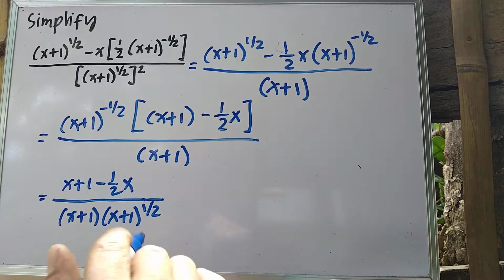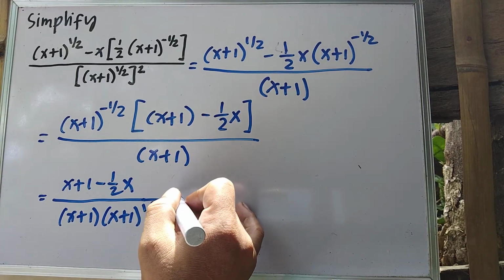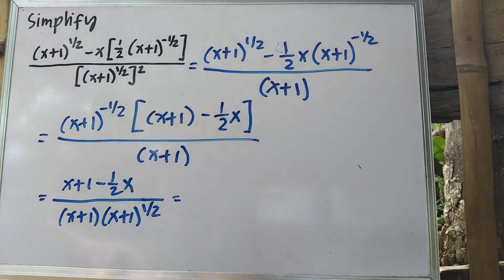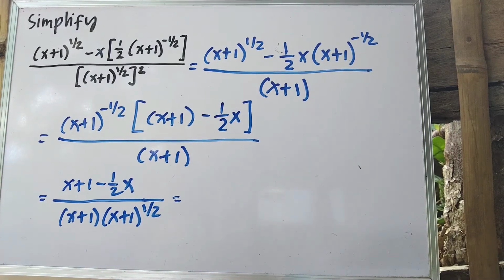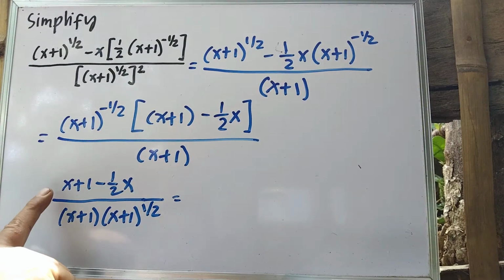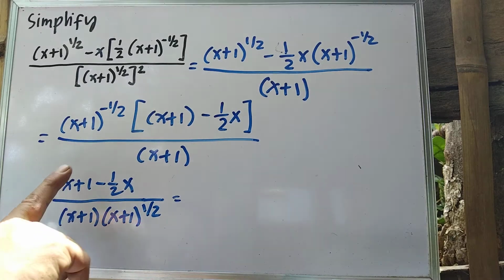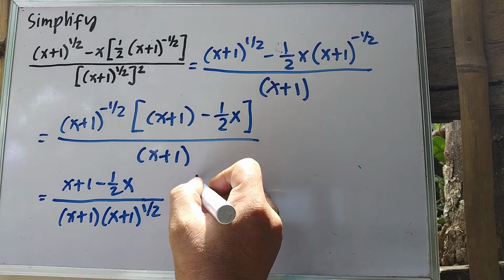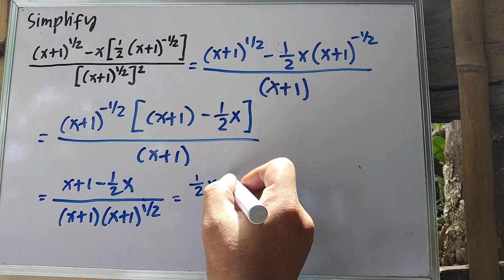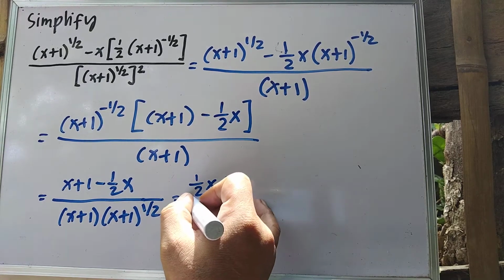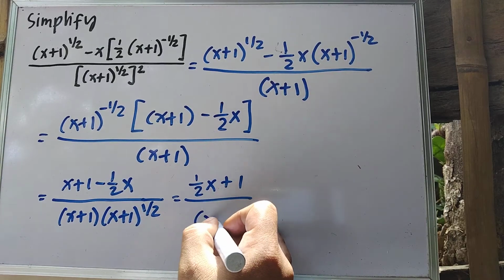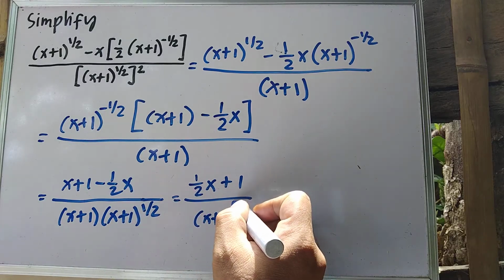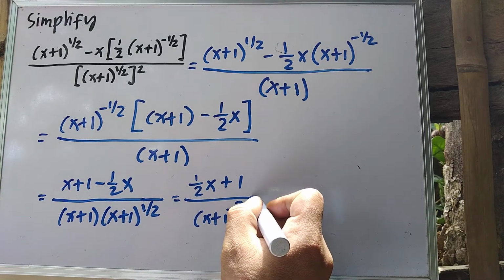So, what will happen here? You can have, what is x plus 1 minus 1 over x? Okay. So, there is a 1 here with x, right? So, 1 minus 1 half x. You have 1 half x. Copy 1, all over x plus 1. What is 1 plus 1 half? That is 3 over 2.